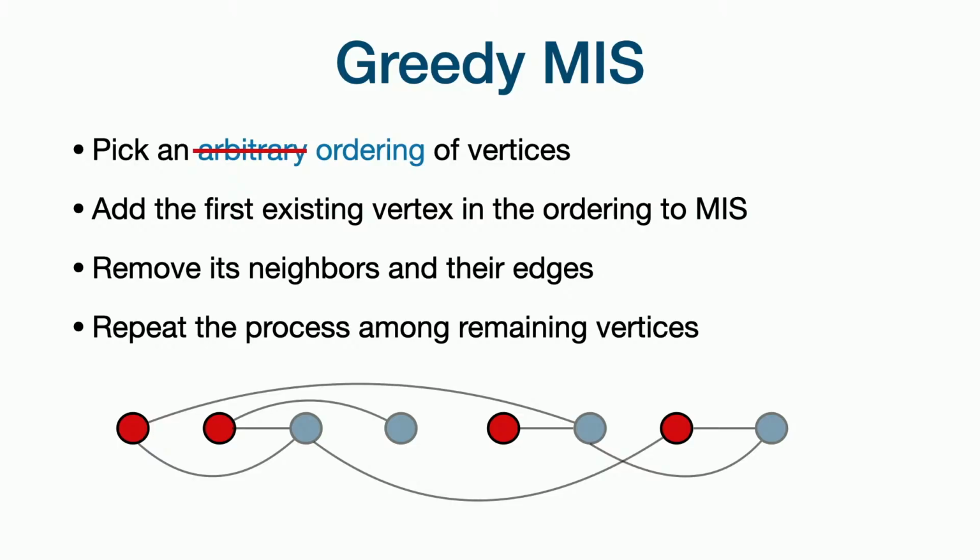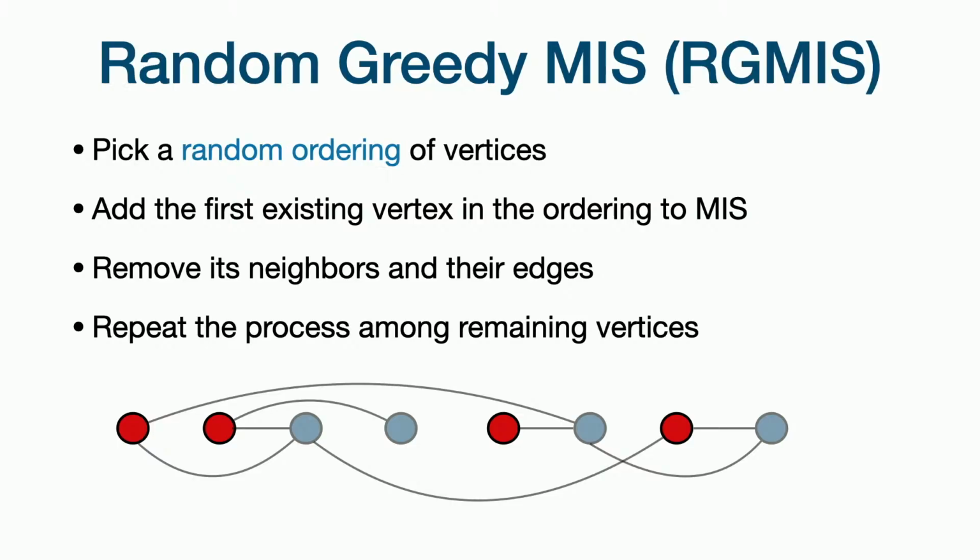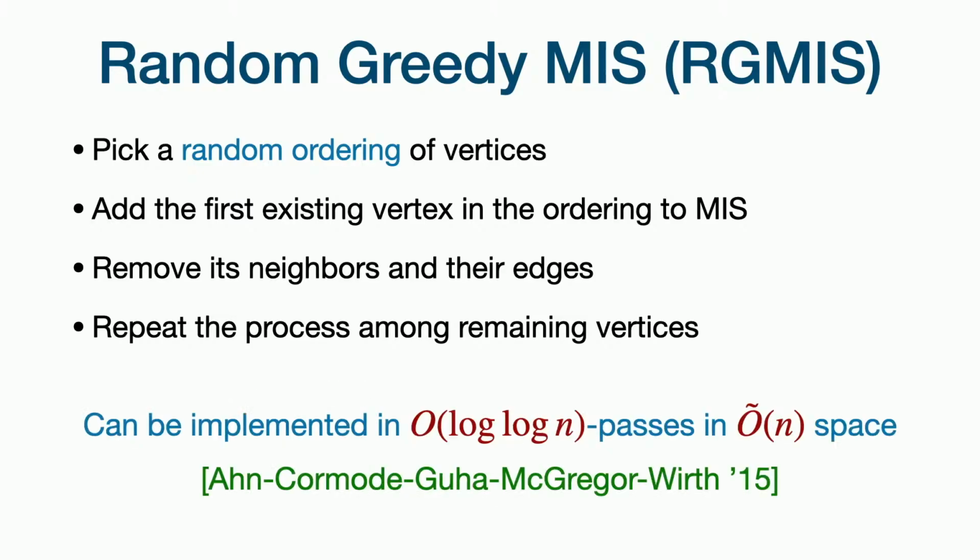If we replace the arbitrary ordering with a random ordering, we again get a maximal independent set, but we get a randomized greedy maximal independent set. And it has many, many nice properties. We'll see two of them today. One of them is that if this ordering is random, we can find such a maximal independent set very efficiently in the streaming setting, in dynamic streams, in just log n passes.